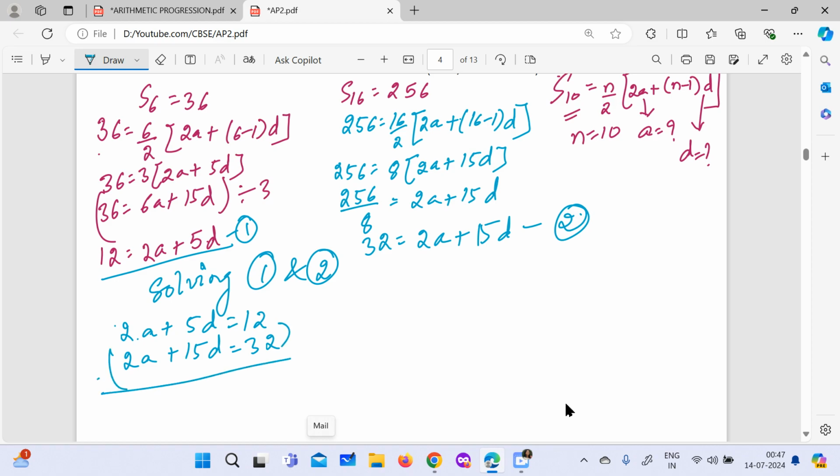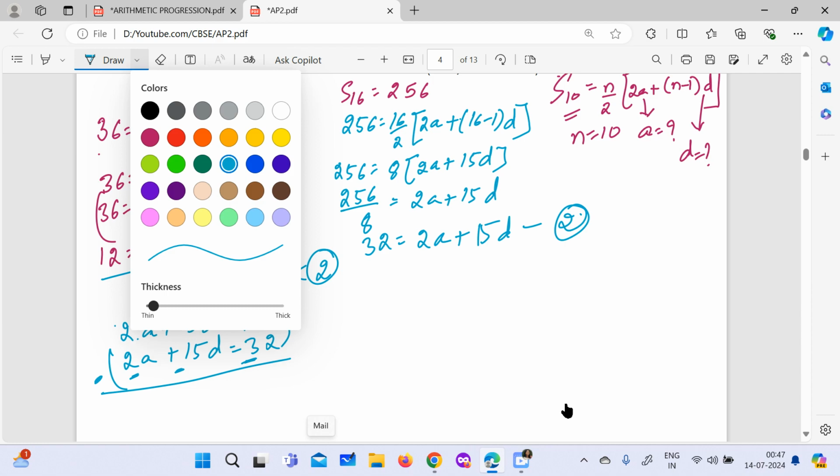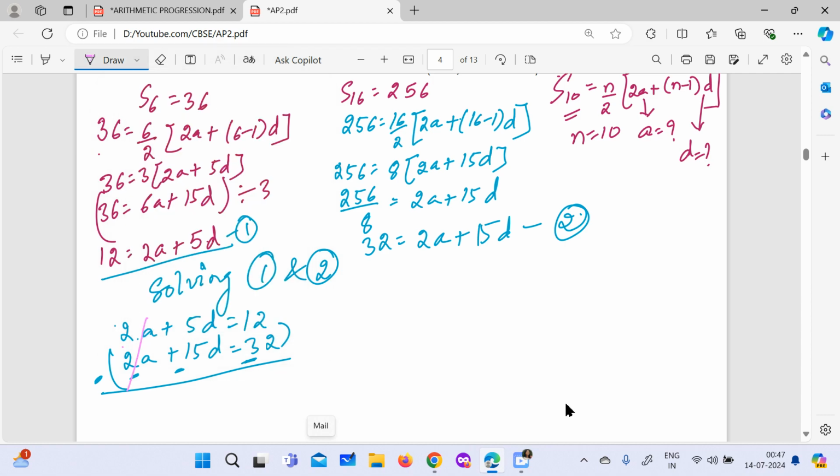So change the signs, and then this gets cancelled. Then you have minus 10d equals minus 20. And then d equals 20 over 10, that is 2. So we got the value of d here. Now using this we can find the value of a also.